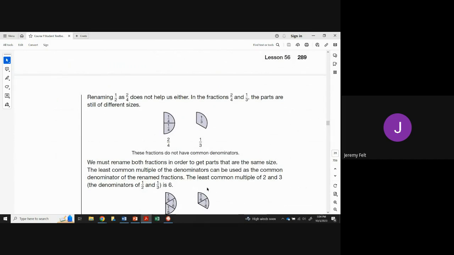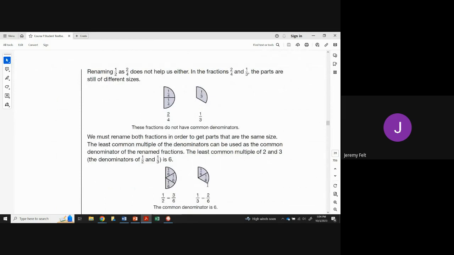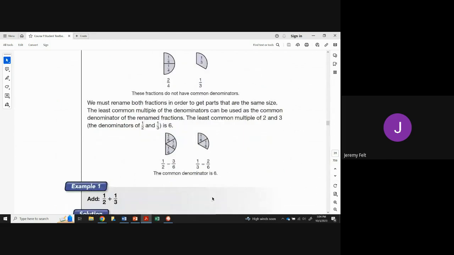Sometimes we'll just need to change one. Sometimes we'll need to change both. So when we convert it into sixths, 3/6 and 2/6, now we can subtract those, or add, or whatever is being asked of us. We've renamed, we haven't changed the value, but we've made both of our fractions over 6. We can now add them. So let's look at 1/2 plus 1/3.